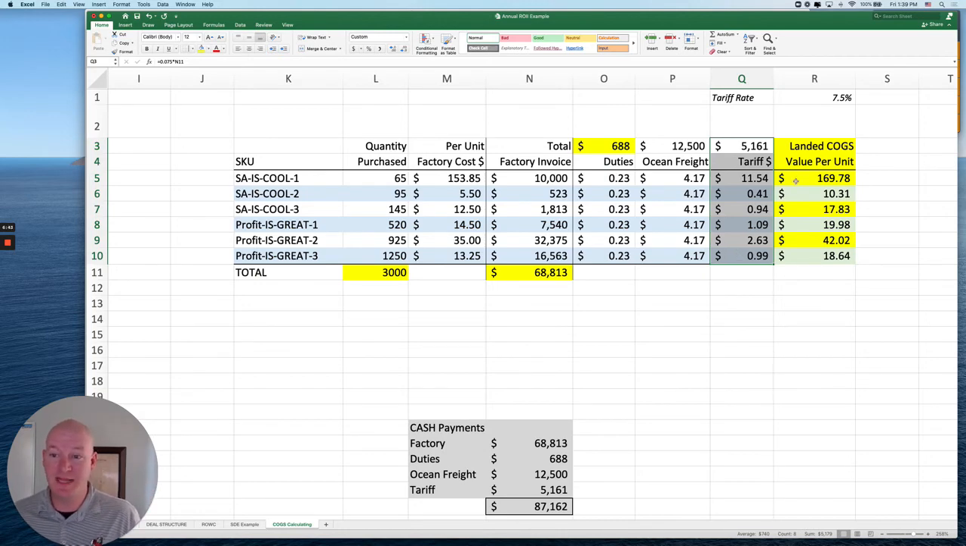Then for the landed cost of goods sold, literally for this 169.78 here, I've just taken the 153, plus my 23 cents per unit for duties, my 4.17 for ocean freight, and my 11.54 for tariffs, and it's given me the total value of that unit that I'm going to expense once I sell it. This $169 and change is so important for me to understand because it gives me the power to price my products appropriately. I need to sell this thing for triple this in order for this to be a profitable product, right? And so that's how we calculate it.